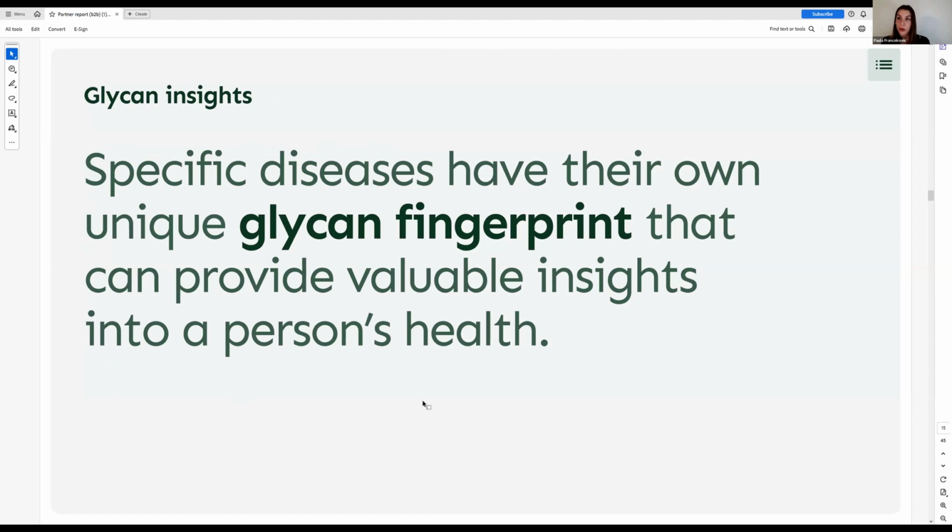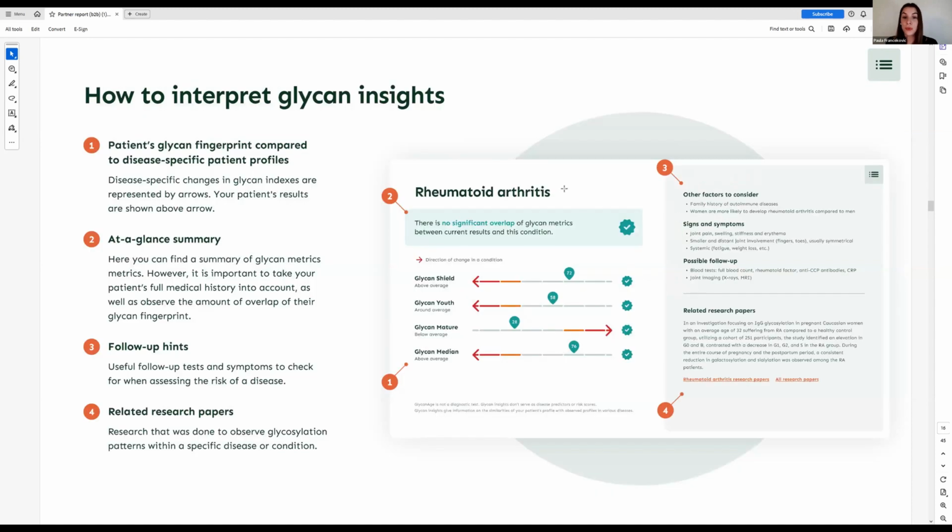Okay, now that we talked about the glycan indexes, I will now start describing the glycan overlaps. So this is the newest edition of the report. We know that specific diseases have their own glycan fingerprints, like I mentioned before, so we can overlap the results of your clients with the diseases, with a typical representation of the glycan patterns seen in these diseases and conditions to see if there are significant, minor, or not significant overlaps.